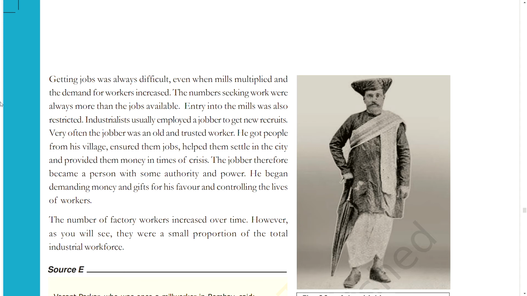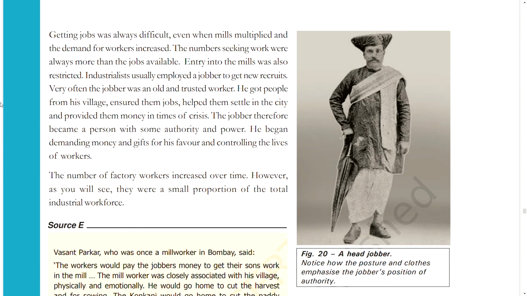The jobber therefore became a person with some authority and power. He began demanding money and gifts for his favor and controlling the lives of workers. The number of factory workers increased over time. However, as you will see, they were a small proportion of the total industrial workforce. Figure: A head jobber. Notice how the posture and clothes emphasize the jobber's position of authority.